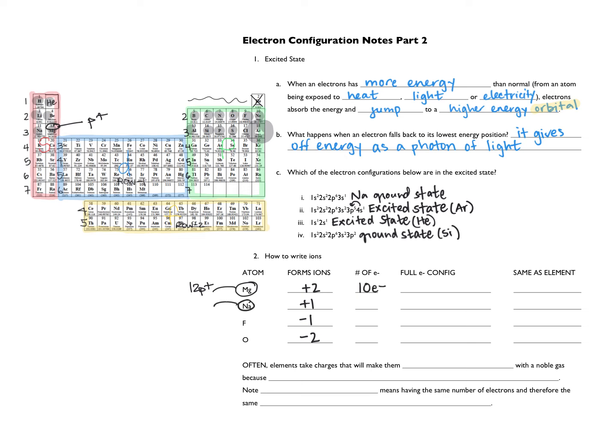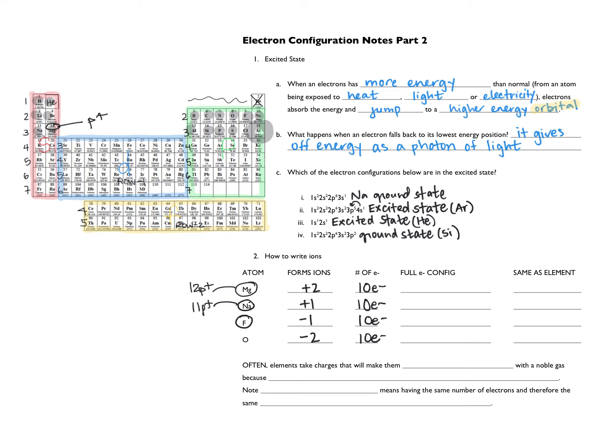Sodium has 11 protons. So if it has a +1 charge, it also has to have 10 electrons. Fluorine has 9 protons, so to have a -1 charge, also 10 electrons. You should be seeing a pattern here. Oxygen has 8 protons, so for a -2 charge, 10 electrons as well. Now let's write their electron configurations.